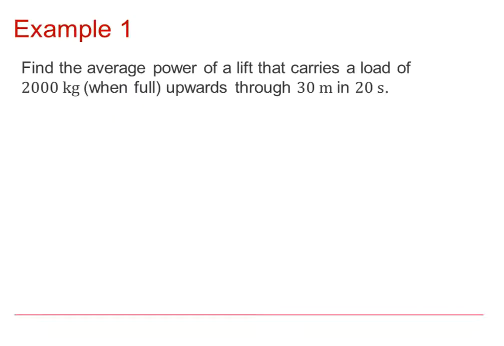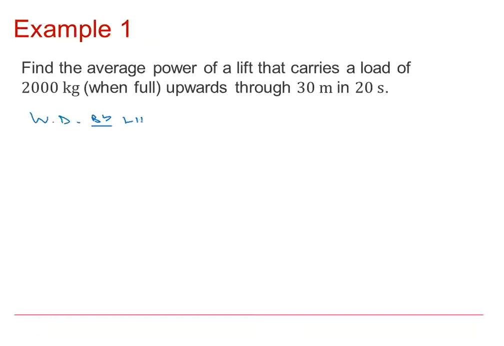So in this example, find the average power of a lift that carries a load of 2,000 kilograms when full upwards through 30 meters in 20 seconds. So the lift is doing work, and the work is needed in order to raise the object. So the work done by the lift is used to increase the potential energy. It's very important in questions like this to make a distinction between the work done by and the work done against a force.